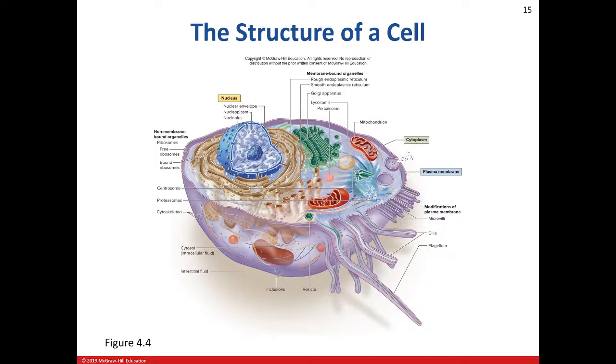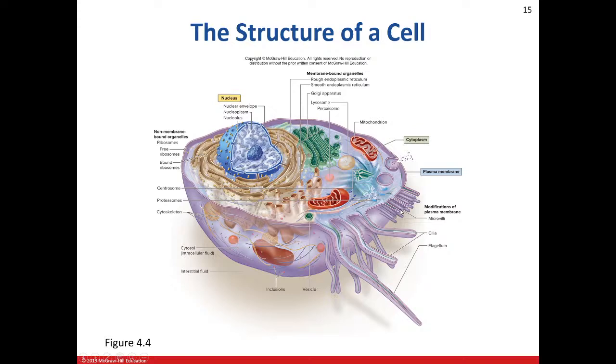Here we have a model of a cell. Now this cell doesn't actually exist. There's no cell that has both cilia and a flagellum, right? So they're just showing you everything that a cell could have. And we do see a flagellum down at the bottom. There are also cilia, those hair-like projections, and then to the right of that are microvilli, finger-like projections that increase the surface area of the cell.